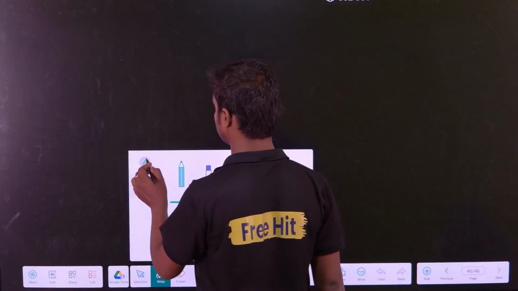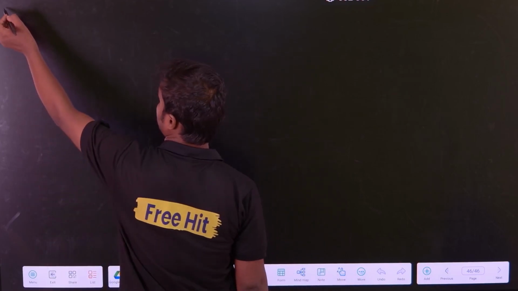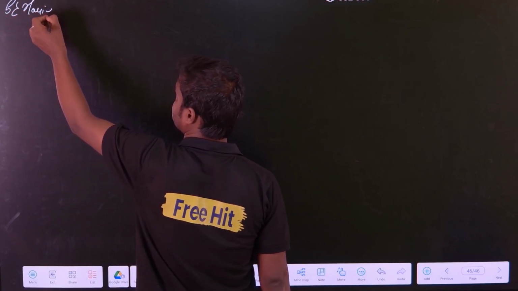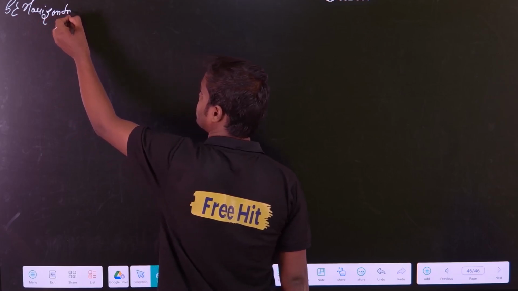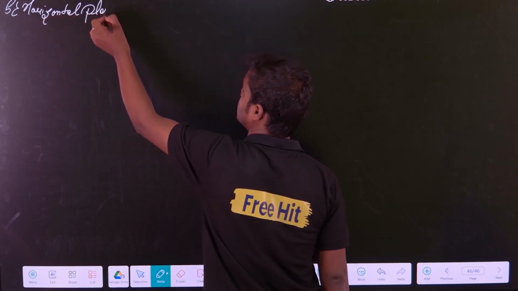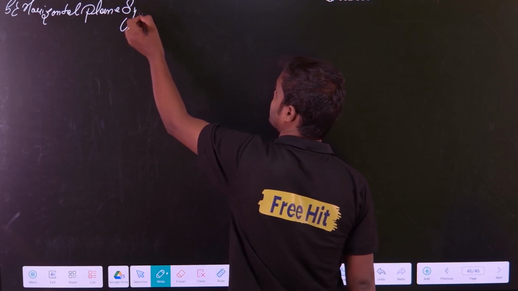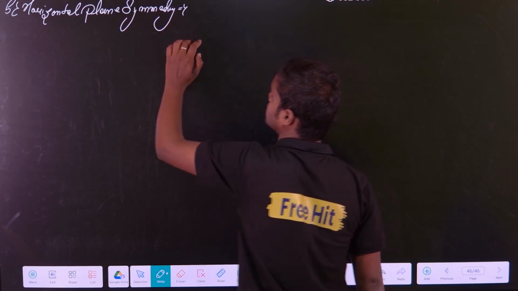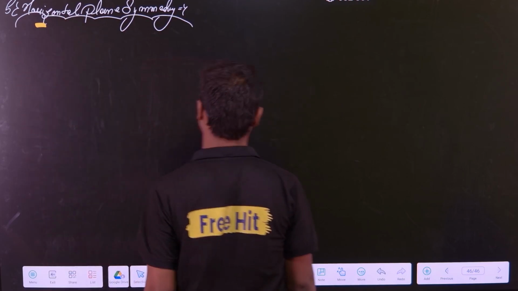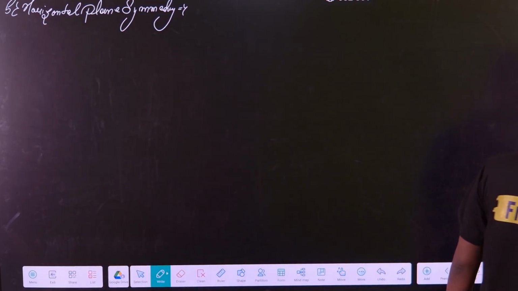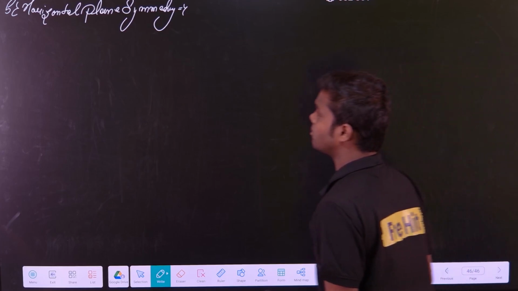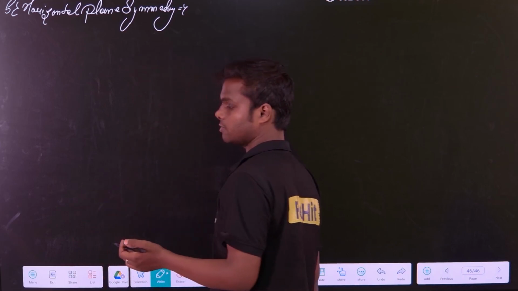Okay, next symmetry is what? That is called horizontal. Next is horizontal. Okay, horizontal plane symmetry. What is horizontal plane symmetry? What is the meaning of a horizontal plane symmetry? Let us talk about it. See, horizontal plane symmetry simply means we are applying it in the horizontal plane.